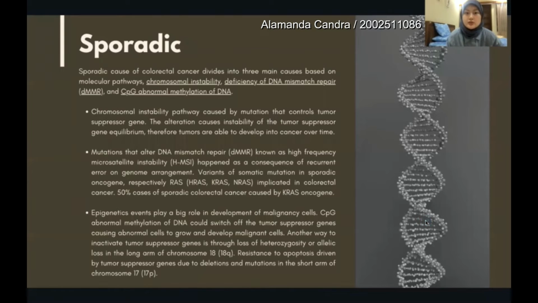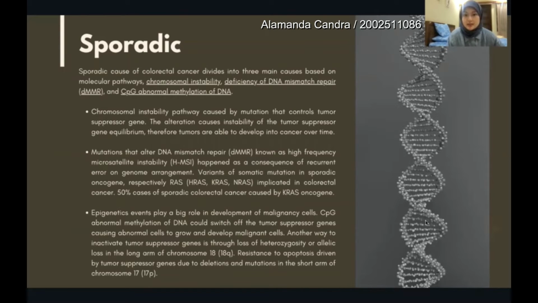The sporadic cause of colorectal cancer divides into three main causes based on molecular pathways. The first one is chromosomal instability, the second one is deficiency of DNA mismatch repair, or DMMR, and the last one is CpG abnormal methylation of DNA. So the first one is the chromosomal instability pathway, caused by a mutation that controls tumor suppressor genes.